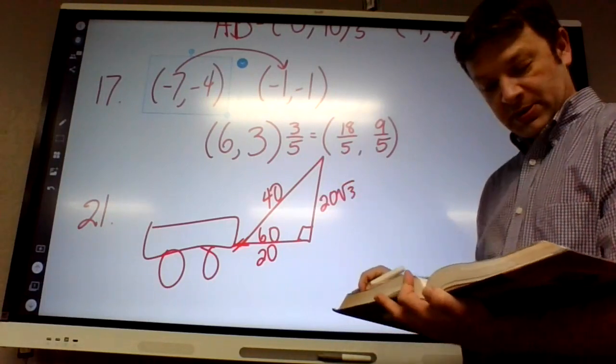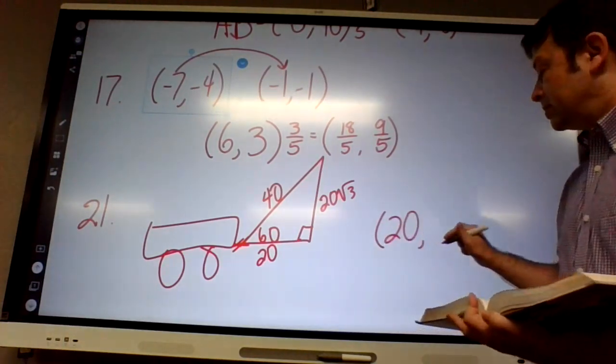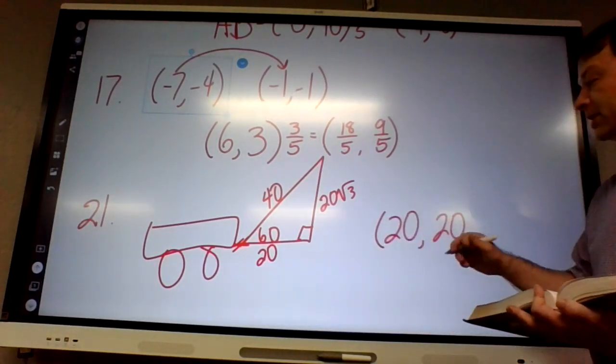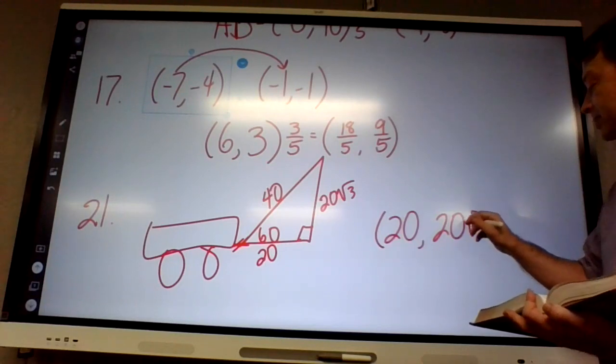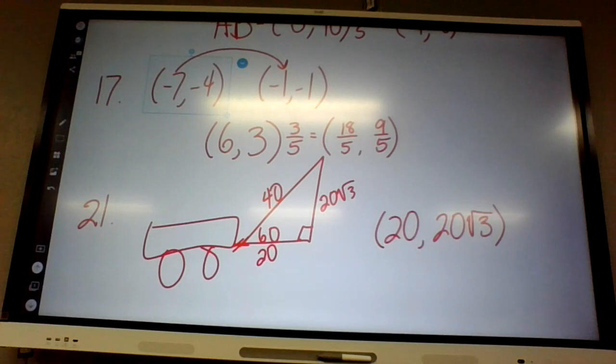So how'd they write that? Okay, they wrote it in parentheses form. So 20 in the X direction, the horizontal direction, and 20 square root of 3 in the vertical direction. So you have more force going up than you do going out.